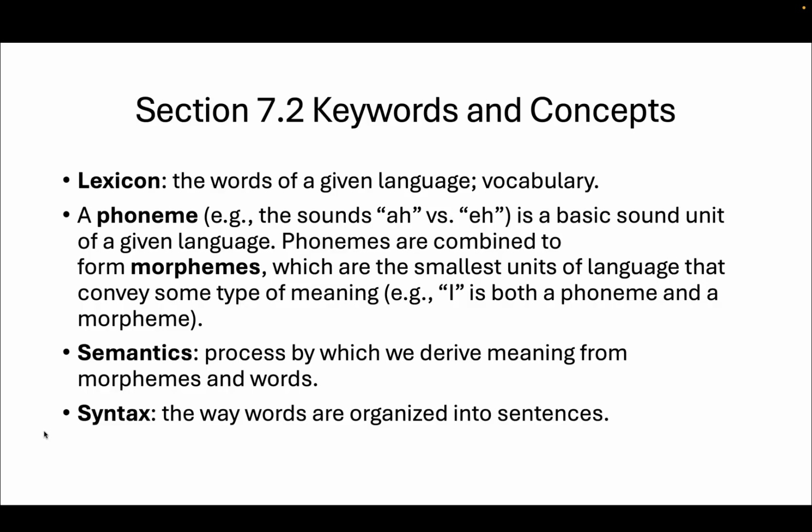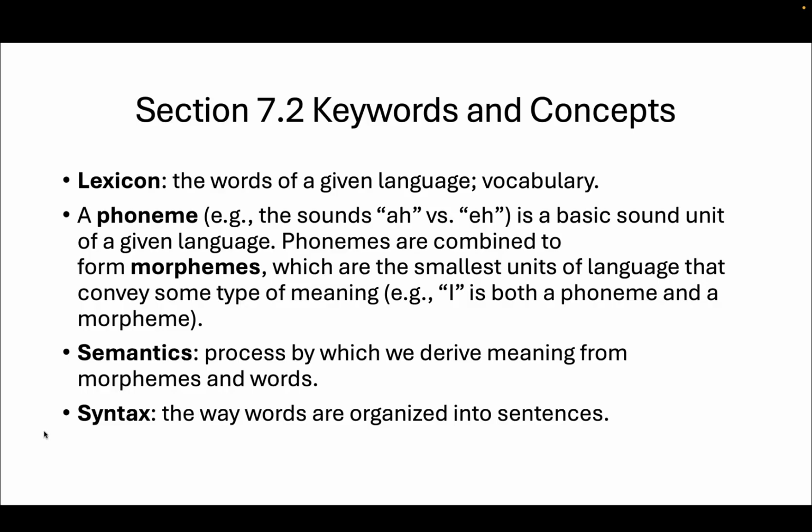Then we go into parts of language. We have a phoneme. So these are sounds like that kind of thing. It's a basic sound unit of a given language. Phonemes are combined to form morphemes, which are the smallest units of language that can convey some sort of meaning. So I is both a phoneme and a morpheme. Another example of a morpheme would be me, her, that kind of thing, like really short words.